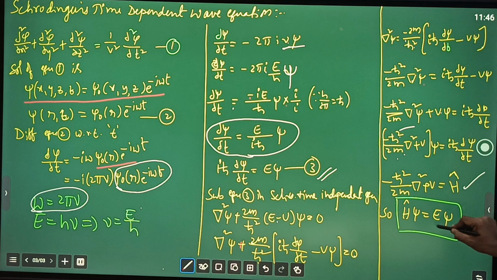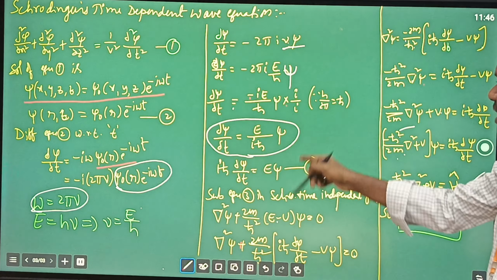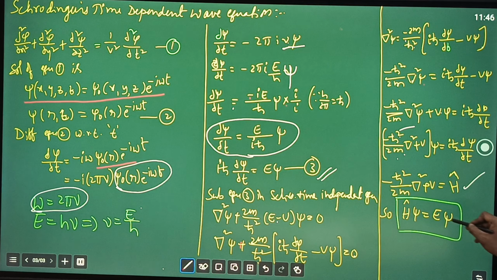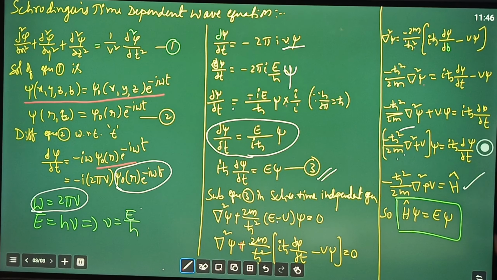దీని ప్లేస్ లో H cap ని పెట్టేస్తే, H cap into psi is equals to ఆల్రెడీ I h cut dou psi by dou t అంటే ఏమని తెలుసు మనకి, ఈ psi అని చెప్పేసి మనకు తెలుసు. ఆల్రెడీ మనం ఇక్కడ ఈక్వేషన్ నెంబర్ 3 లో రాసాం. సో H cap into psi is equal to E psi. So H psi is equal to E psi. This is the Schrodinger time dependent wave equation.